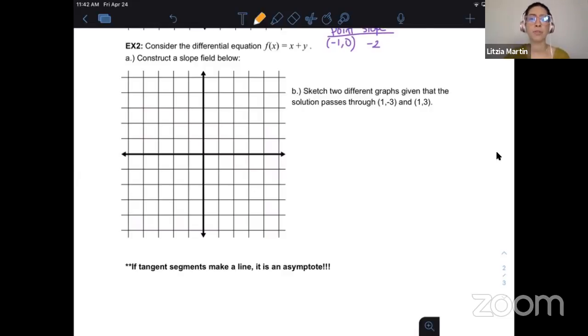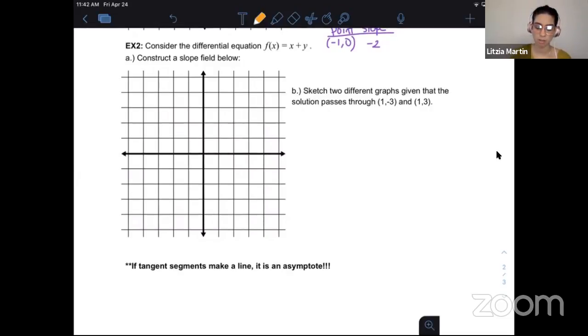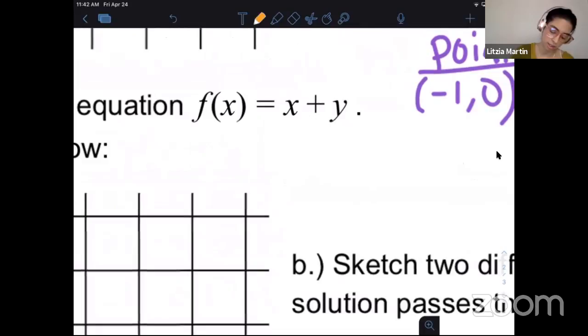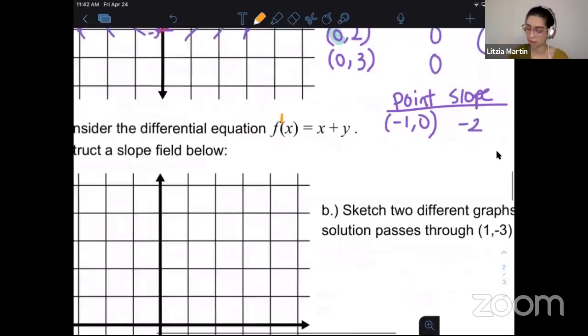So here we have the differential equation, which should have a prime here. Sorry, typo. F prime of x is equal to x plus y. So this time our differential equation involves both x and y. So we're going to see it's a little bit more interesting when we plug in points. So let's go ahead and do that.